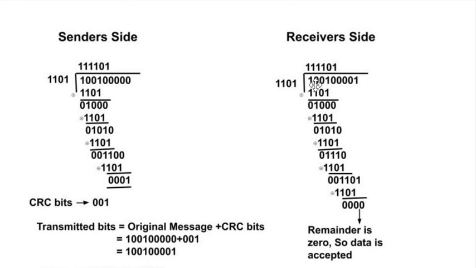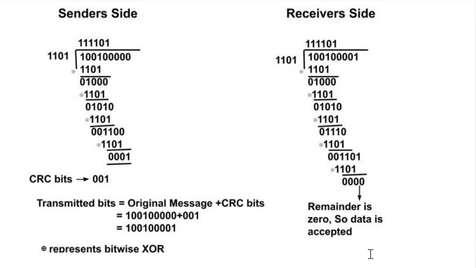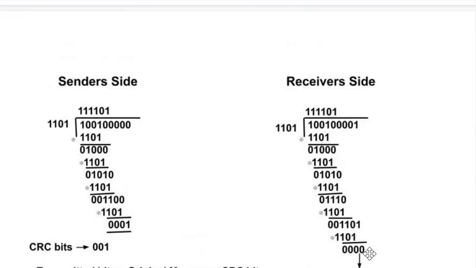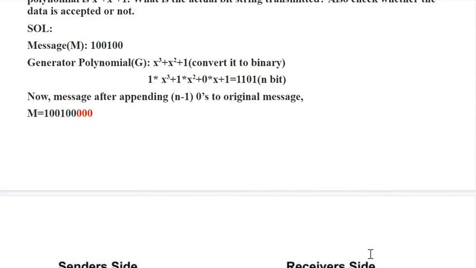You can see here again we are dividing this code word with our generator polynomial. In the same way we are doing binary division till the point we get a repeated remainder. At the end you can see the remainder is 0000. So the data is accepted. It means that there is no error. Okay, so this is the case of a CRC numerical.